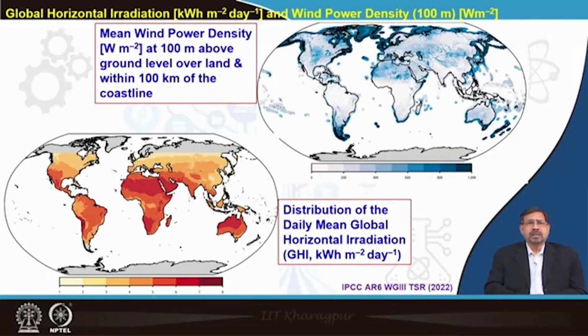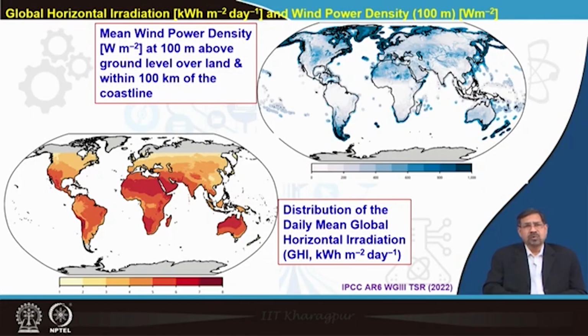So, coming to the potential. You can see on the lower left hand side and upper right hand side, we have put two depictions: the irradiance in terms of solar energy, and on the right hand side the wind power. The irradiance is in kilowatt hour per meter square per day. Please see you have different gradations going from 1 to 8 kilowatt hour per meter square per day.